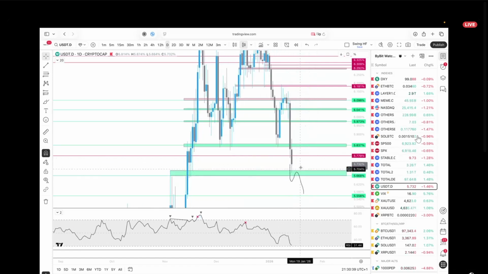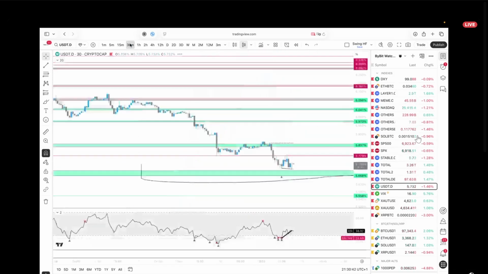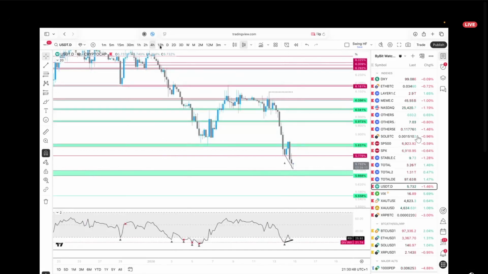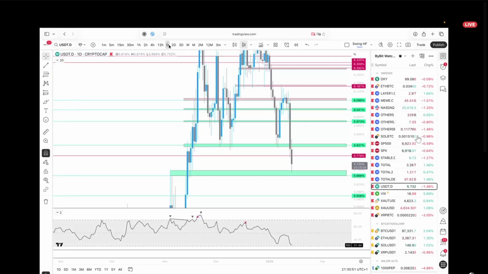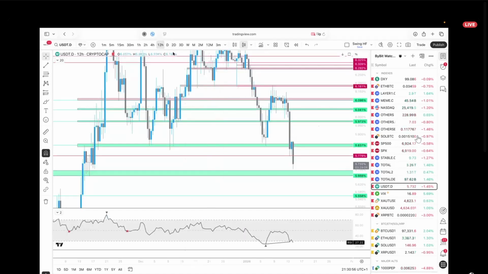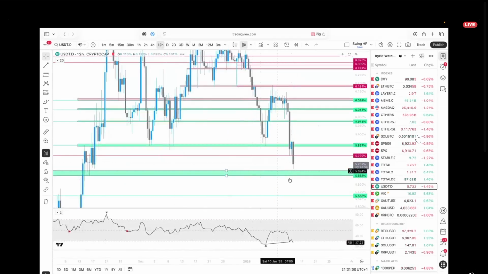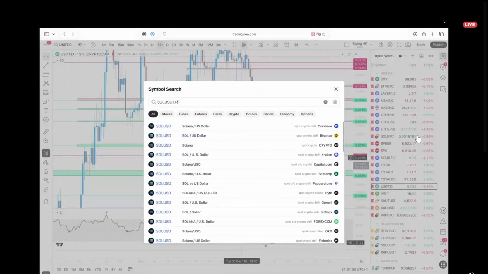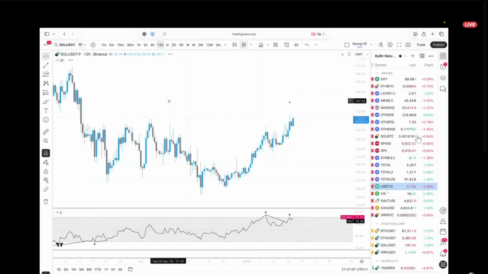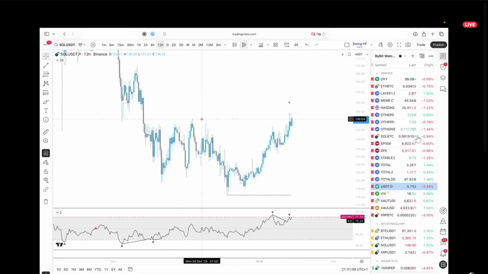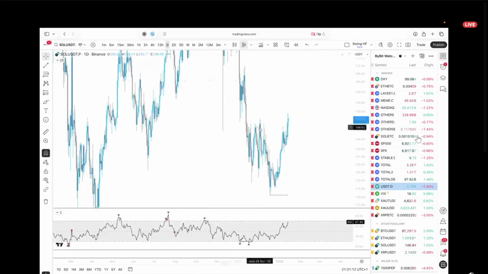So on a daily time frame, we hit the box. If I go on 30 minutes, we didn't. What the fuck, TradingView? Crazy or what? From 12 hours, it's not hit. I don't know why. Can you do macro for Sol? Oh, yeah, let's go. Looks good. Looks good.